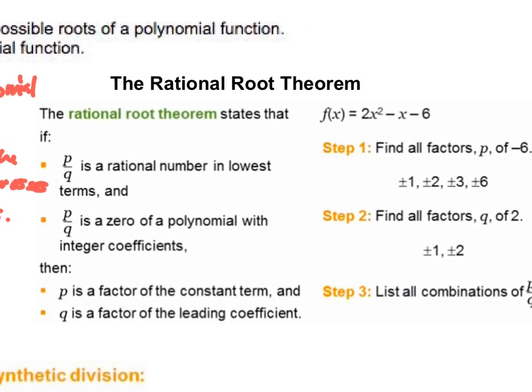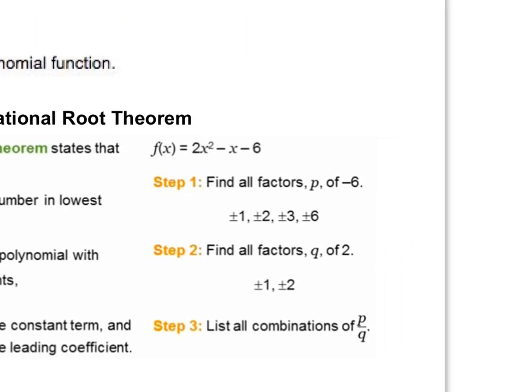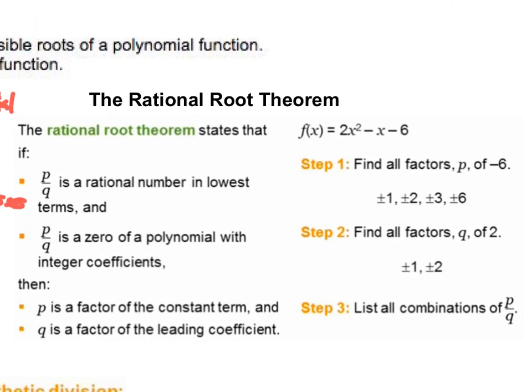So it says the rational roots theorem states that if P over Q is a rational number in lowest terms and P over Q is a zero of the polynomial, then P is a factor of the constant term and Q is a factor of the leading coefficient. Yikes, okay? Now let's think about this. What is P and Q?